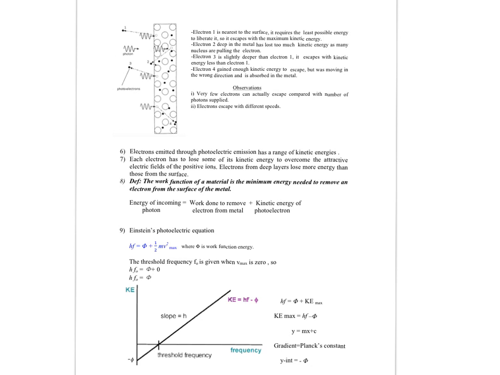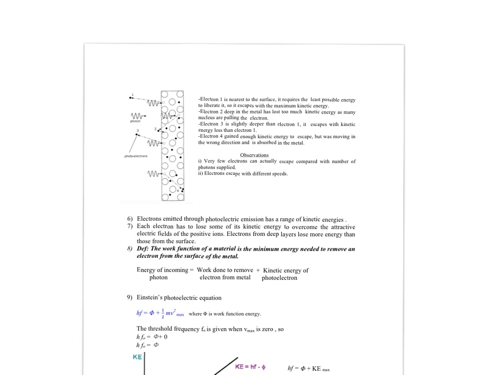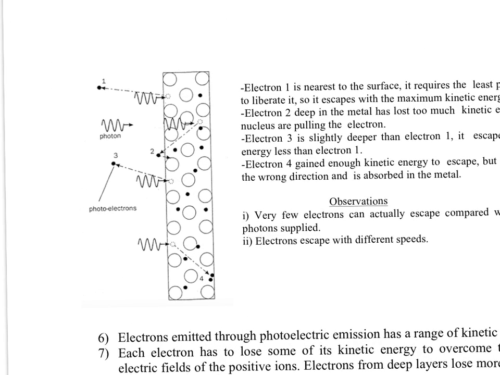Okay, so the next diagram tells you why the electrons come out with different KE. All right, let's look at what happens here. Let's look at the first electron here. It is right at the surface of the metal. So this is a photon. Once the electron absorbs a photon, because it's at the surface, it requires the least amount of work to escape, so it comes out with the highest KE.